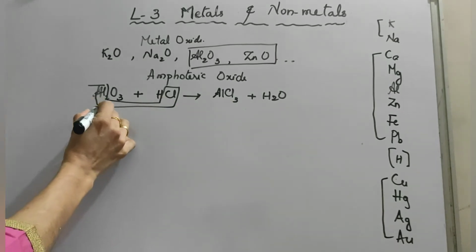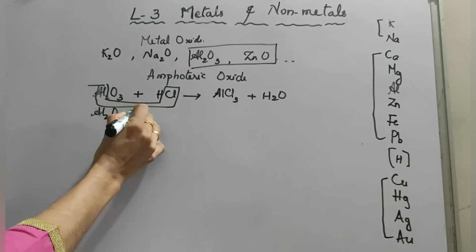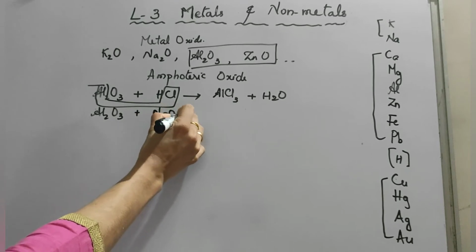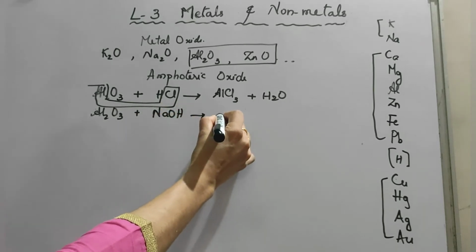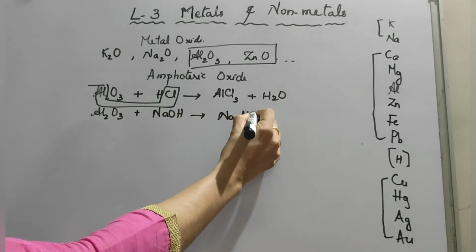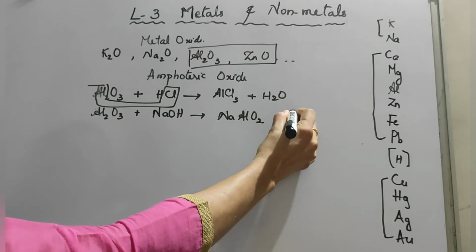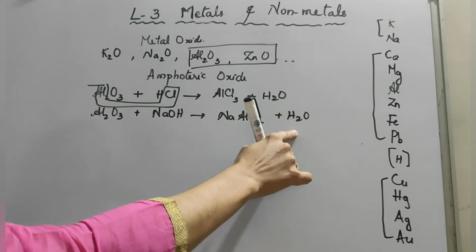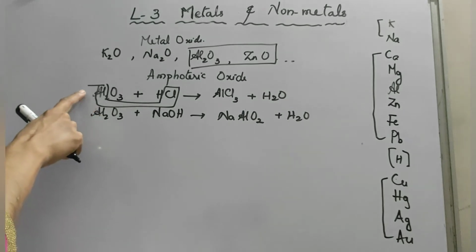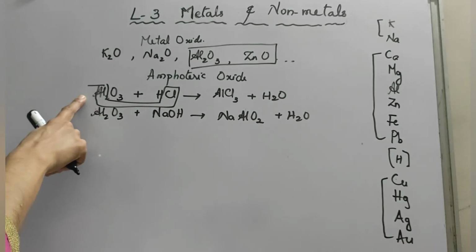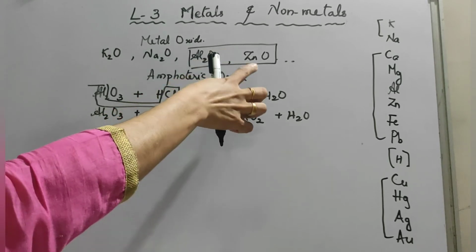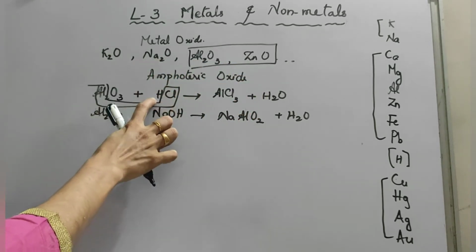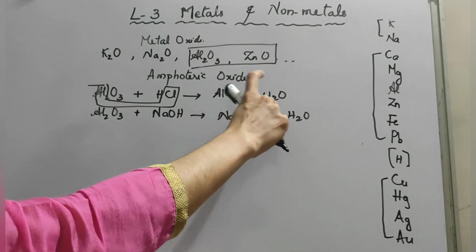Then the same aluminium oxide reacts with base. Base is NaOH. They form sodium aluminate, that is also a salt, plus water. So the same aluminium oxide, that is a metal oxide, reacts with both. Which metal oxides? Aluminium oxide and zinc oxide react with acid as well as base to form salt and water.